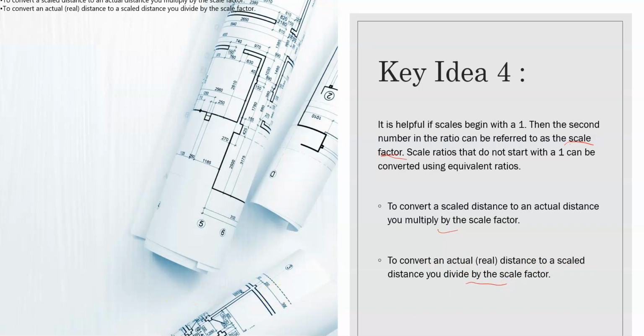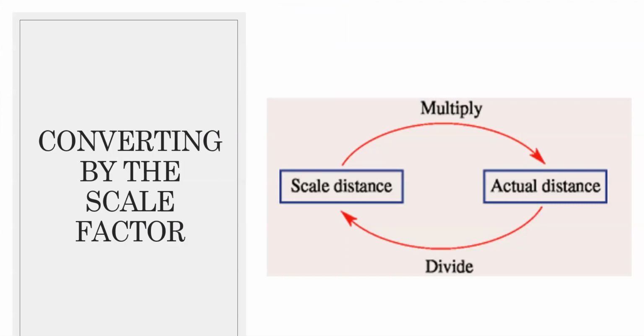So I've got that drawn here. Okay, so if you've got an actual distance and you need to get to the scale distance, you divide by the scale factor. If you've got a scale distance but you want to get to an actual distance, you would multiply by that scale factor.